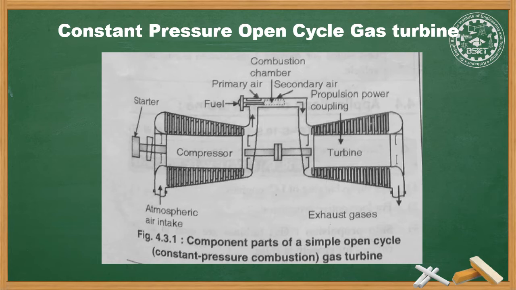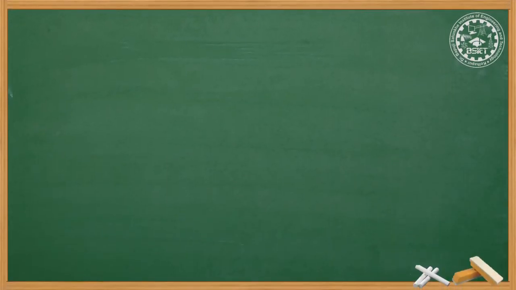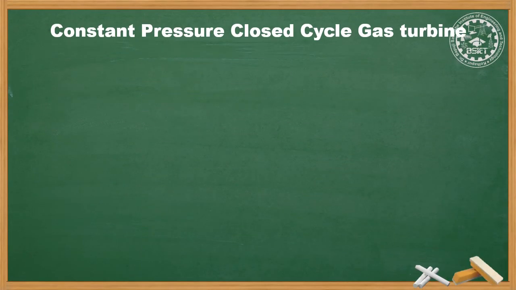This is the simple type of gas turbine which we have studied in an earlier session, the constant pressure open cycle gas turbine. The remaining gases are exhausted to the atmosphere in this process. The next type is constant pressure closed cycle gas turbine. In closed cycle gas turbine, fuel is not brought in direct contact with compressed air, but compressed air is heated externally.